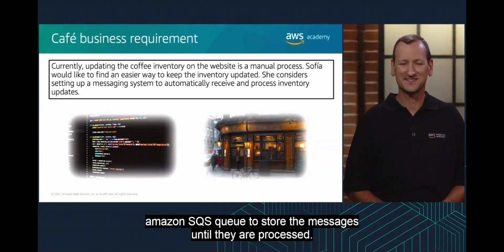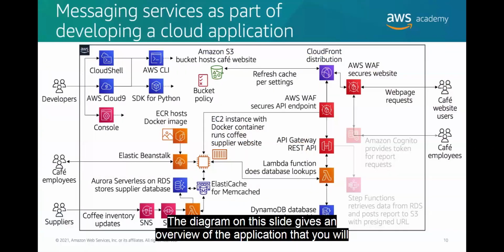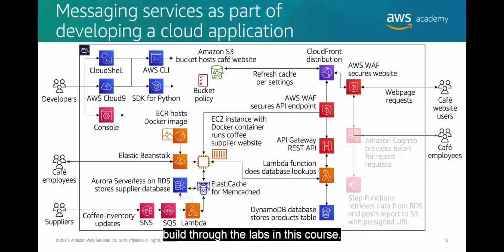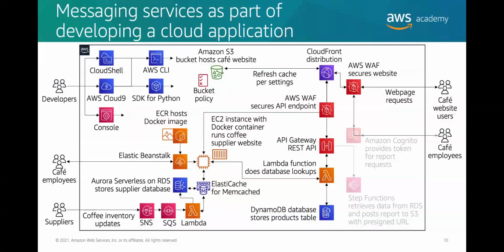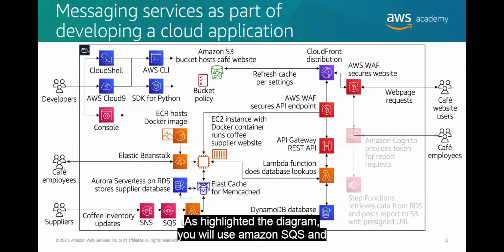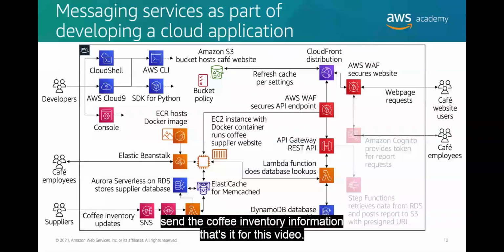until they are processed. The diagram on this slide gives an overview of the application that you will build through the labs in this course. The highlighted portions are relevant to this module. As highlighted in the diagram, you will use Amazon SQS and Amazon SNS to set up a system to receive, queue, and send the coffee inventory information.